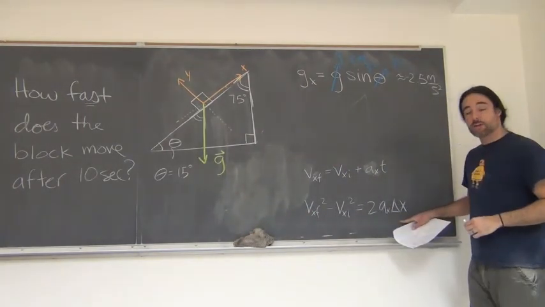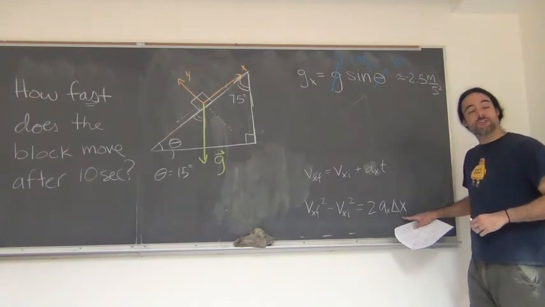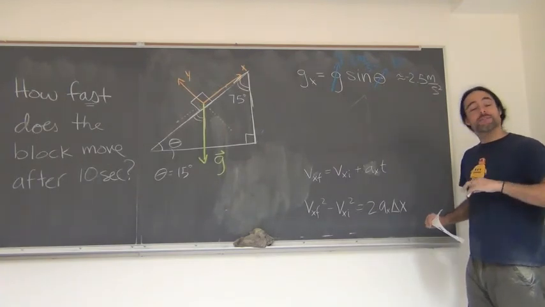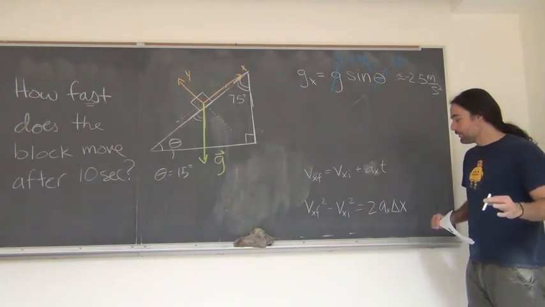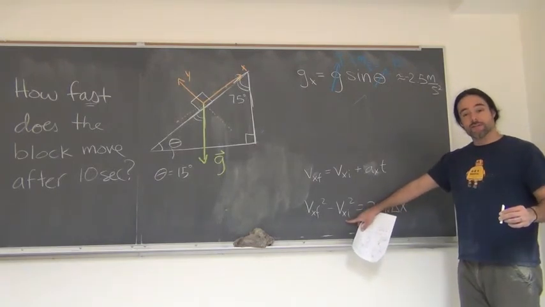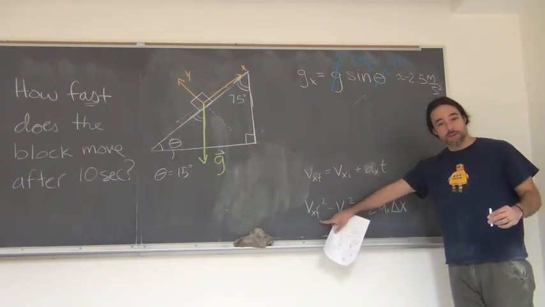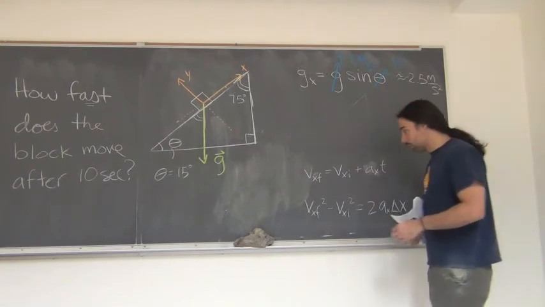Similarly, if I look at the last equation, we've got a delta x in here, and I haven't been given a delta x in the problem. So even though it does have the final velocity which I am trying to solve for, I'm going to rule this one out.